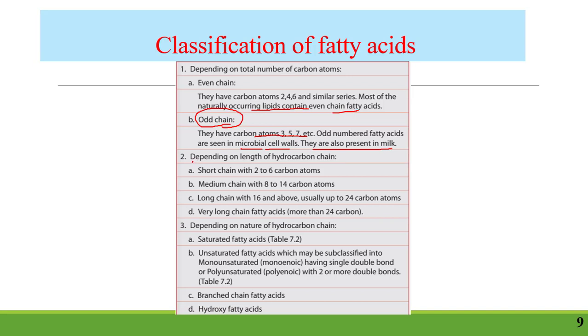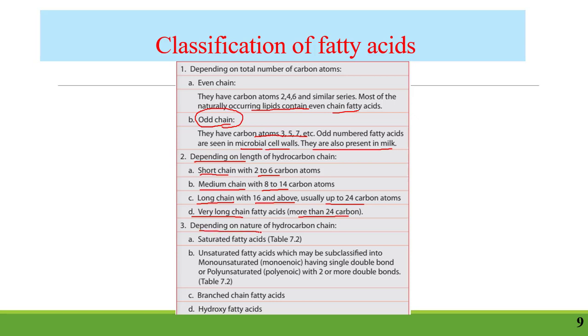Depending on the length of the hydrocarbon chain, they are divided into four groups. Short chain with 2 to 6 carbon atoms, medium chain with 8 to 14 carbon atoms, long chain with 16 and above, usually up to 24 carbon atoms, and very long chain fatty acids with more than 24 carbons.